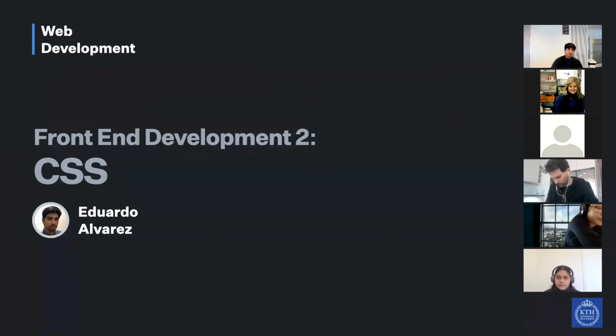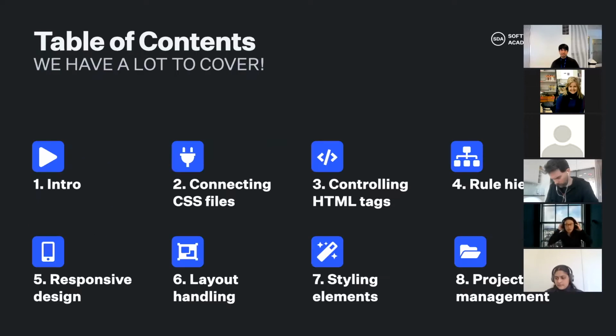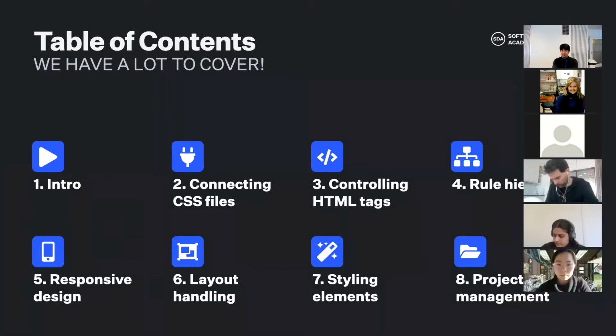So, okay, welcome to the second part of the front-end development course. This time we'll focus on CSS. First, we're gonna do a quick introduction about what CSS is about. Then we're gonna learn the multiple ways to connect CSS files and check which ones are the best for each scenario. Then we're gonna start learning how to control the HTML tags, and by that, I mean how to start making design styles.